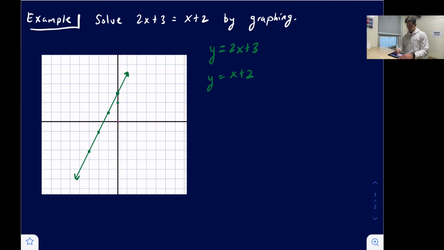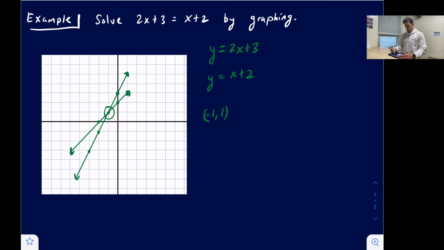Positive 2 is our y-intercept. And we're going to go up 1, right 1, or we could go down 1, left 1. And we have found our point of intersection. Now that we have our two lines, I like to circle our point of intersection. And the point here is (-1, 1).